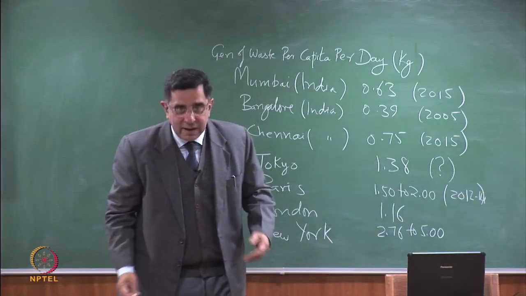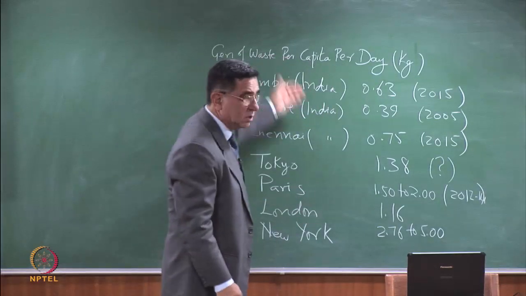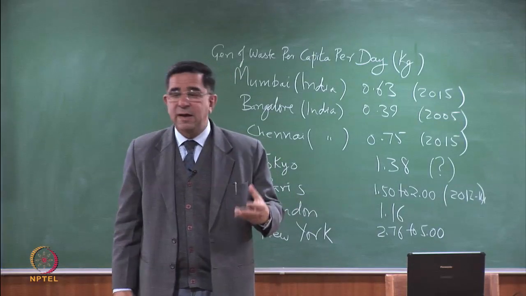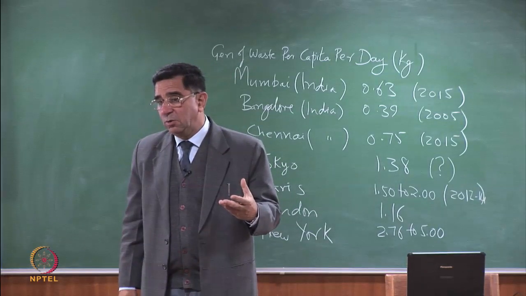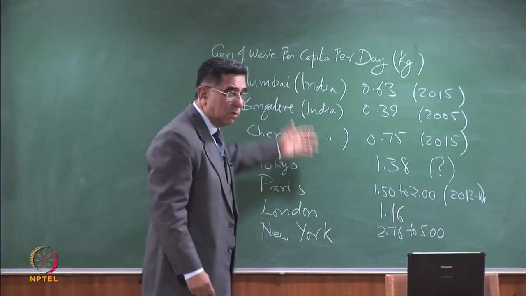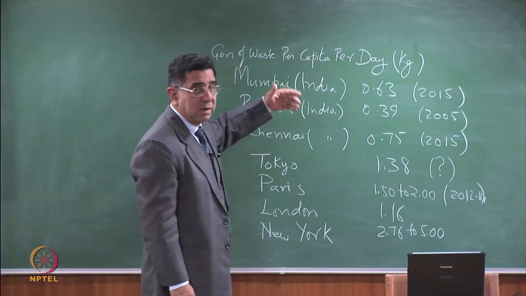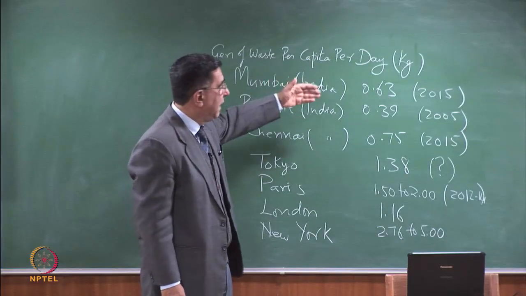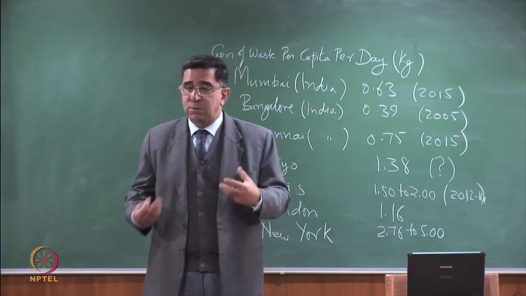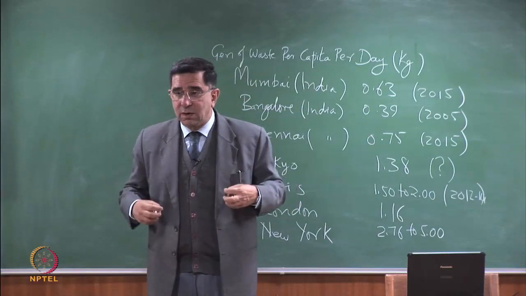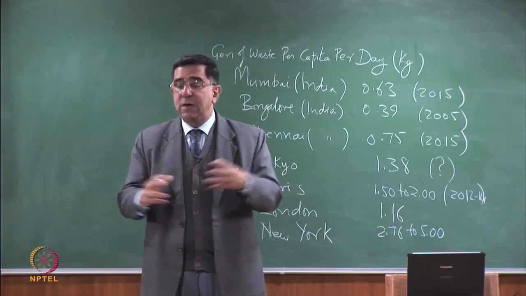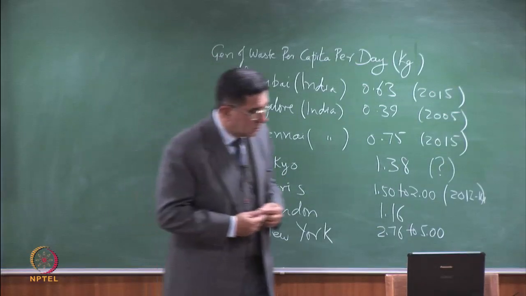So all that I want to say is this is a huge variation. But clearly, the more developed the country, the higher the per capita output of waste. So I wanted you to get a flavor of this. As you go into rural and smaller cities, these values will reduce. As we become more prosperous, we consume more, and therefore more waste comes out. So our footprint no longer remains small.